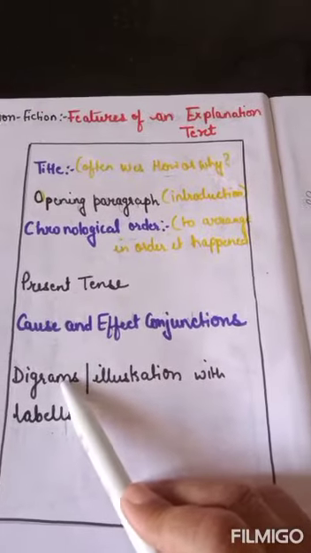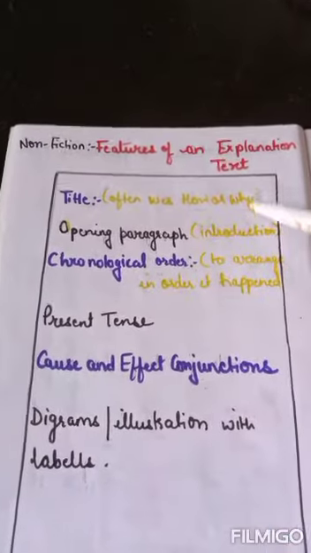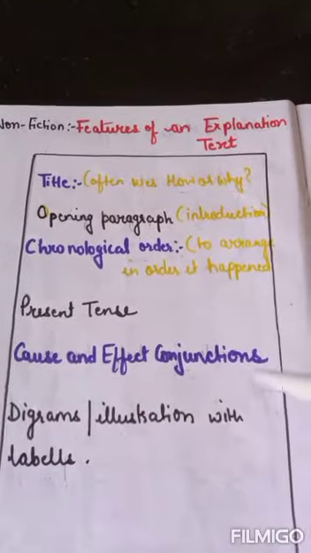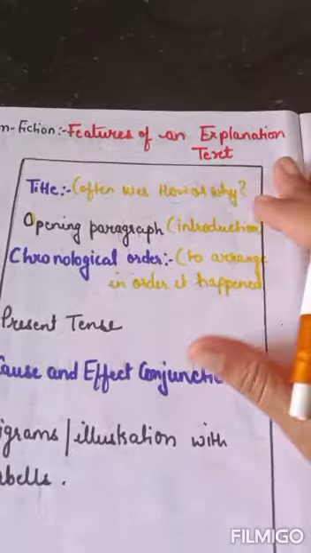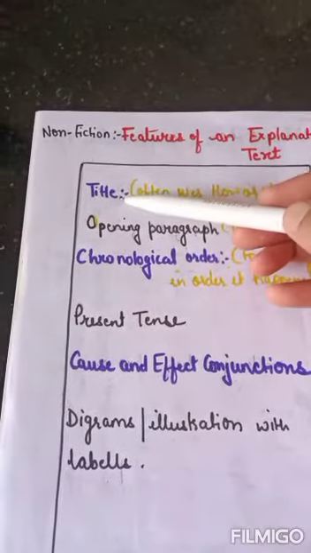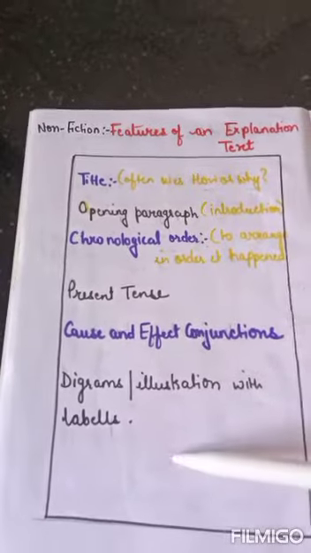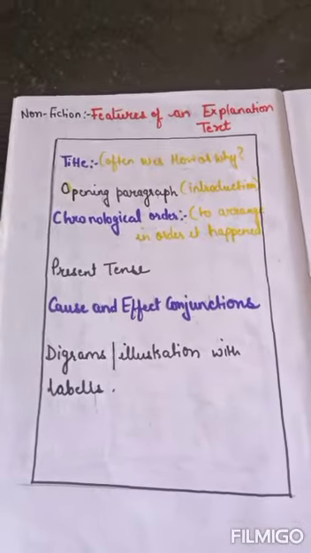There are diagrams or illustrations with labels. So the explanation text is also supported by diagrams or pictures, okay, which tell us more about the explanation text. Alright, now we'll try to understand all these text features of an explanation text by reading a text.